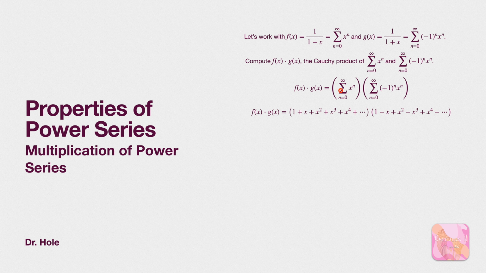So the f is summing up powers on x. Here's x to the 0, x to the 1, and so forth. The g is summing up powers of x, but we're alternating. Beginning at n equals 0, that means -1 to the 0 is positive. We begin positive, and then alternate negative, positive, and so forth.